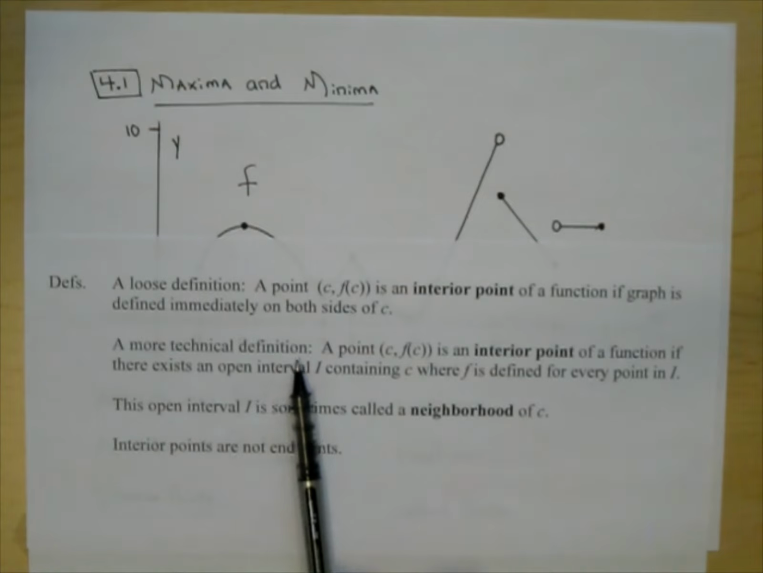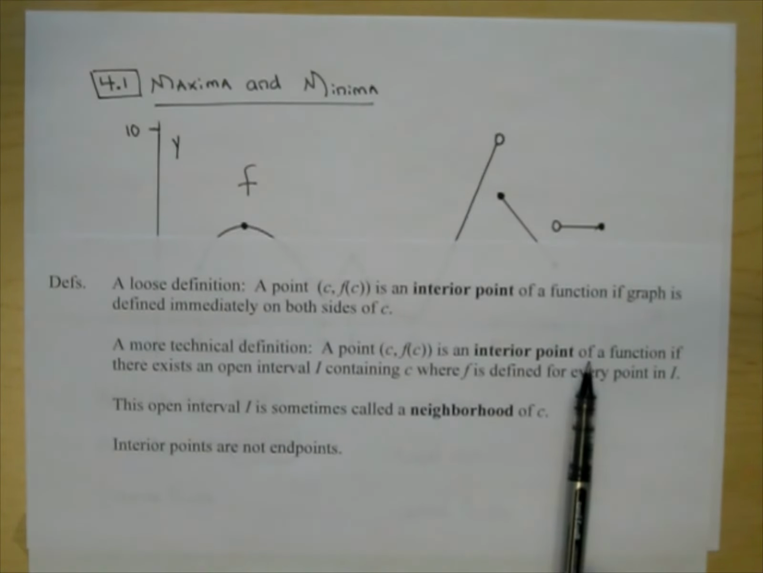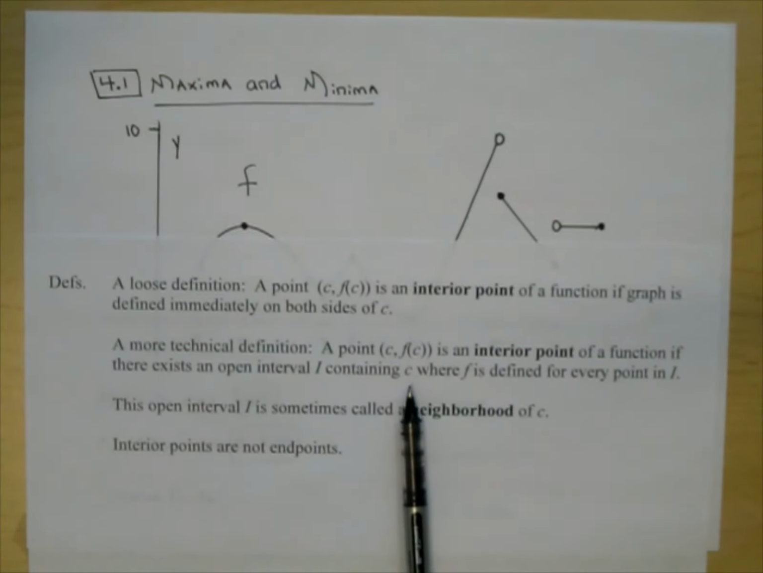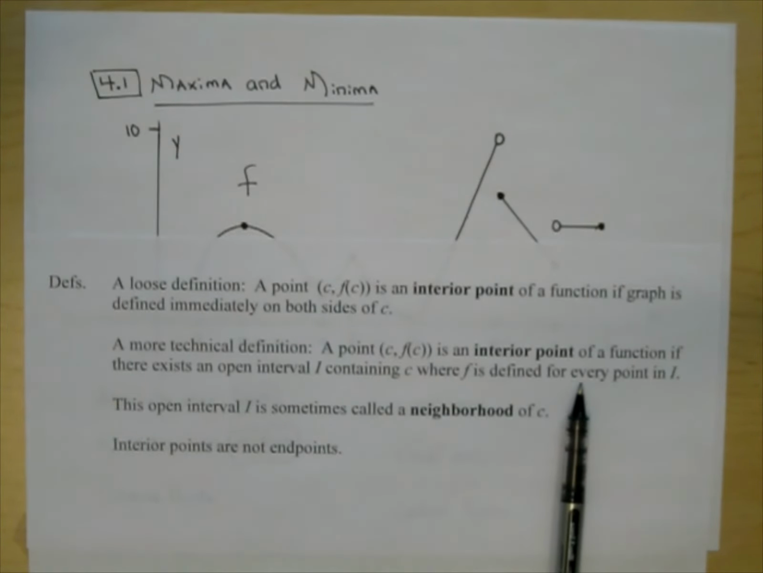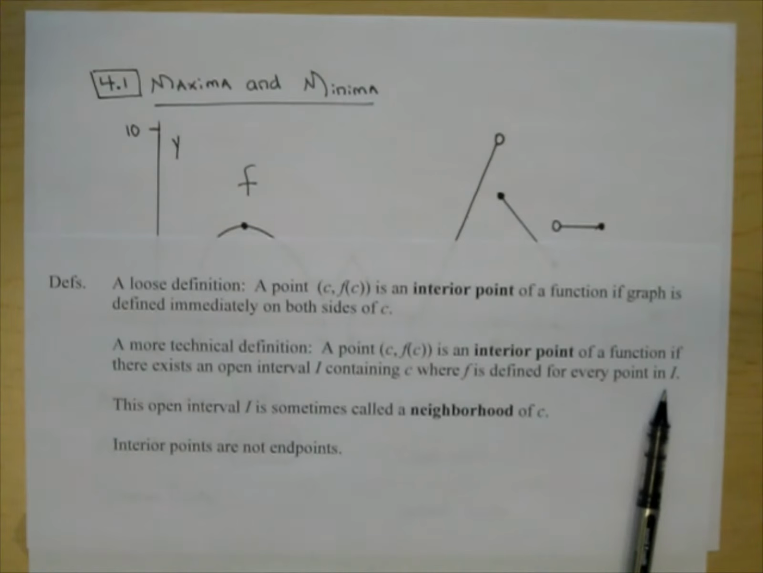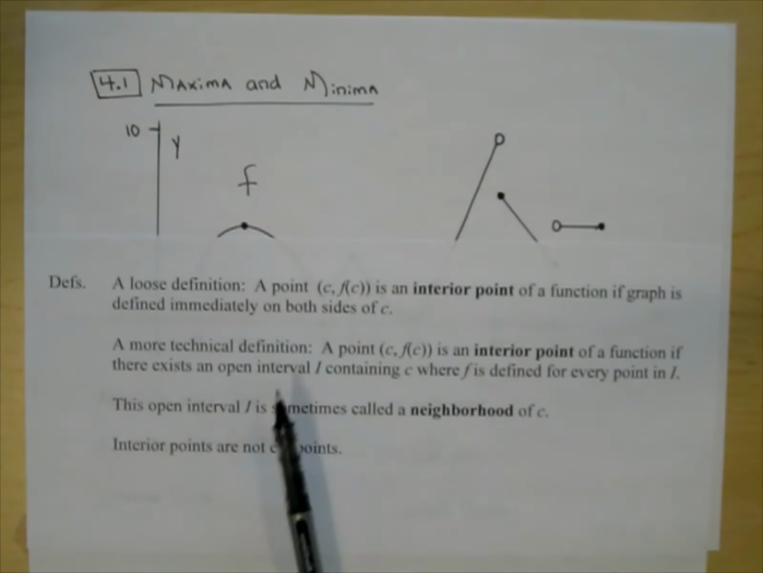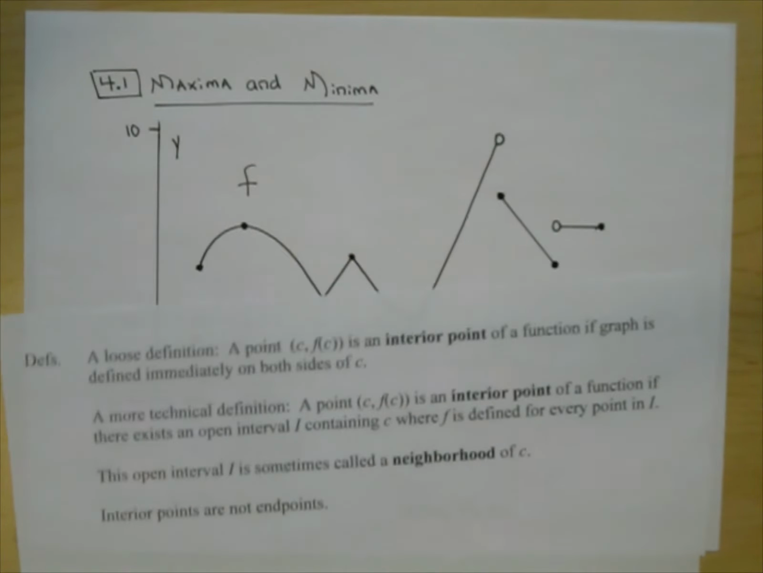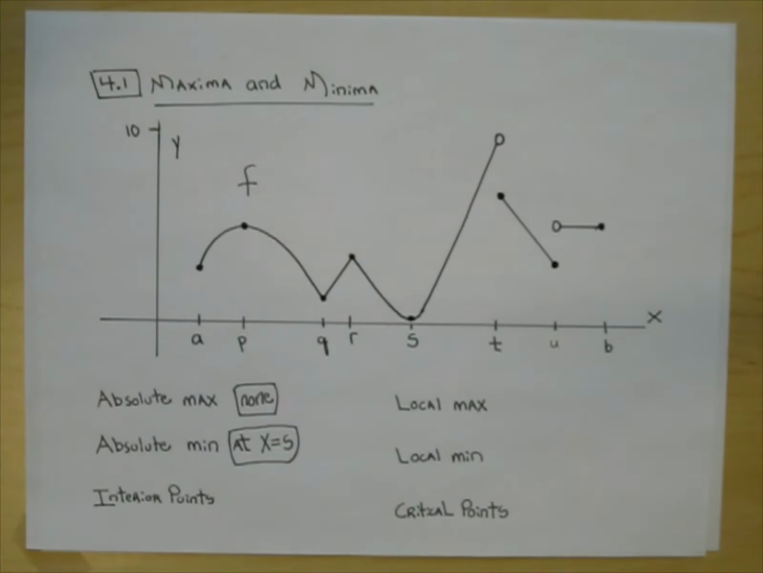A more technical definition: a point is an interior point of a function if there exists an open interval I containing c where f is defined for every point in that open interval. We'll look at the example and it will make more sense. This open interval I is sometimes called a neighborhood of c. Interior points are not endpoints.